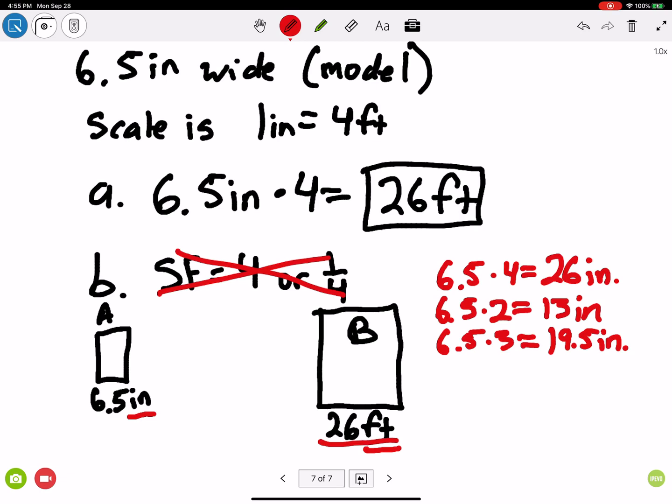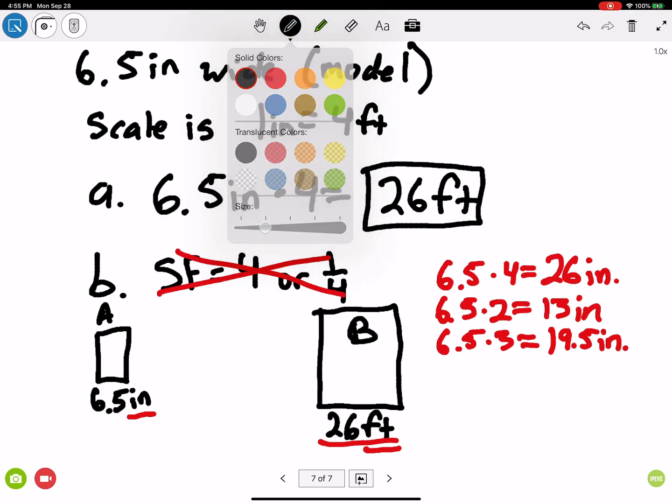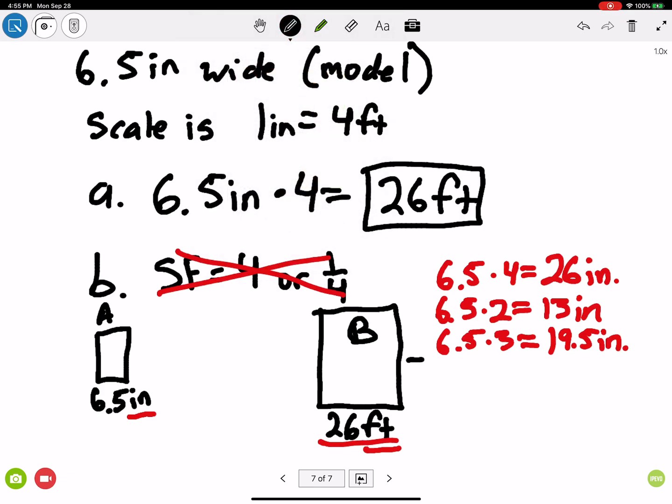Because notice what happened here. I quadrupled it just like my scale told me, not my scale factor, my scale. But I ended up with 26 inches. I wanted 26 feet. Can't always get what you want, I get it. But in this case, we're gonna get what we want. So, let's do this. What do I need to do? First thing is, I need to make all my units the same.